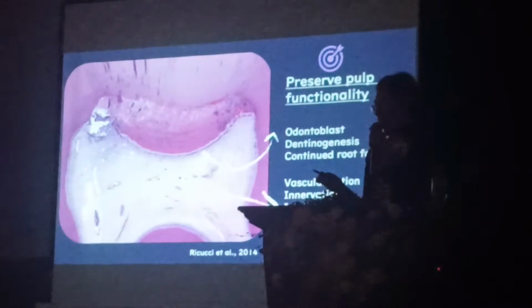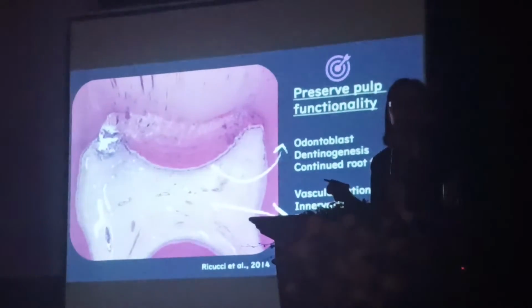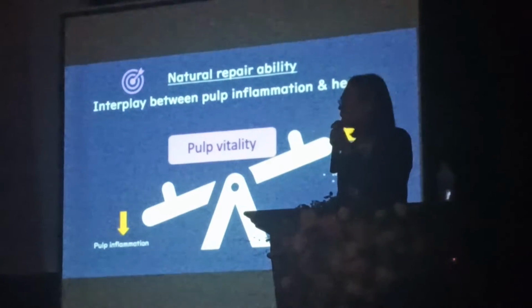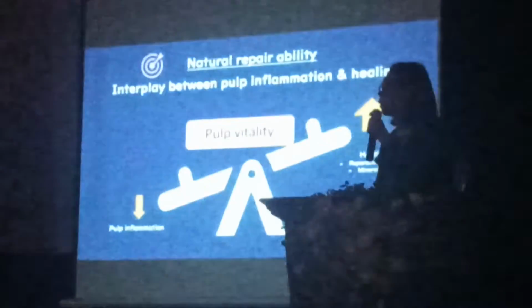To prevent the tooth from getting fractured. So even in mature teeth, it's also important to keep the vitality of the tooth. And the second objective is to keep the tooth's natural repair ability.